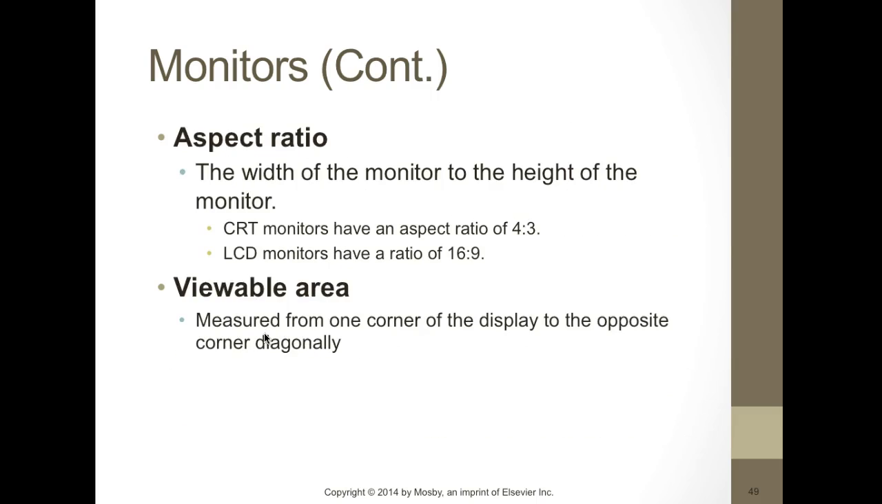So the aspect ratio is the width of the monitor to the height of the monitor. So CRT monitors have an aspect ratio of 4:3, whereas LCD monitors have a ratio of 16:9. So viewable area is measured from one corner of the display to the opposite corner, going diagonally when you measure that.